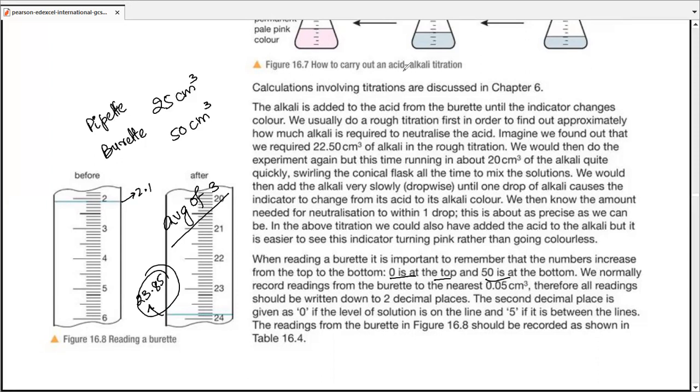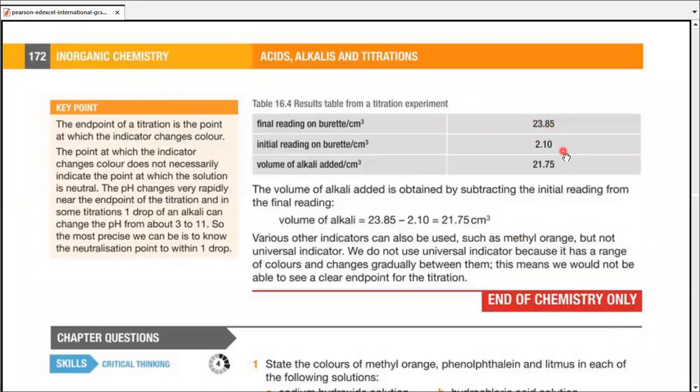All right. So moving on. 23.85 minus 2.10, volume of alkali added is 21.75. That's the way we always come up with the volume of alkali. Okay, so here is one more important point, actually a couple of those.